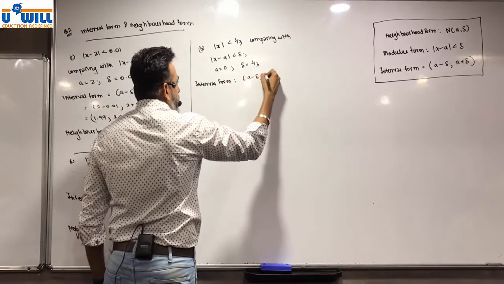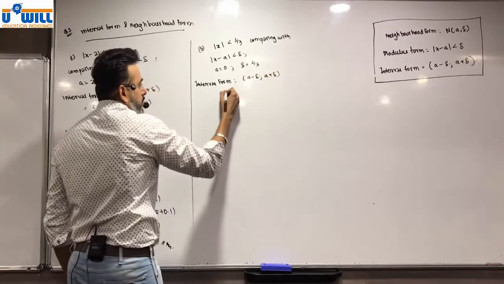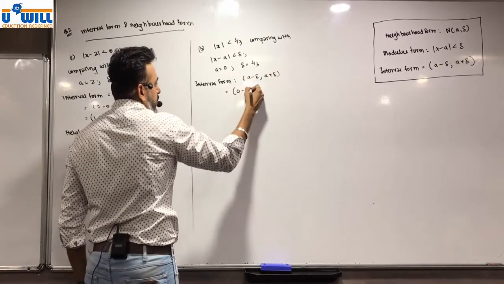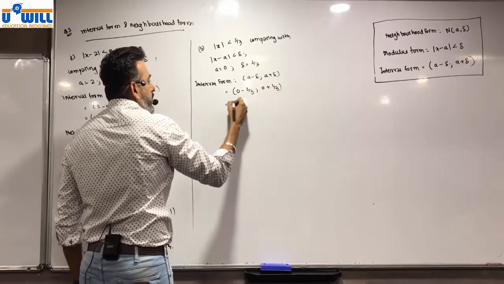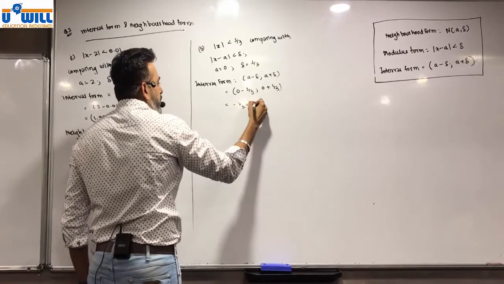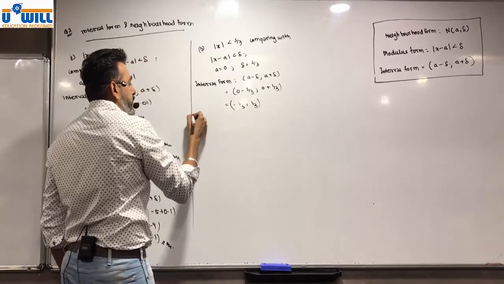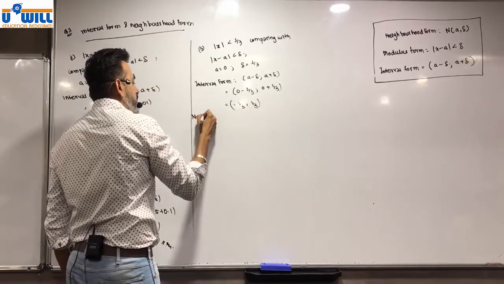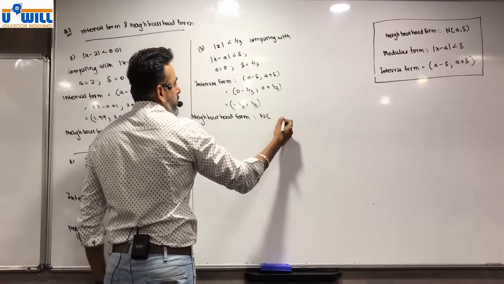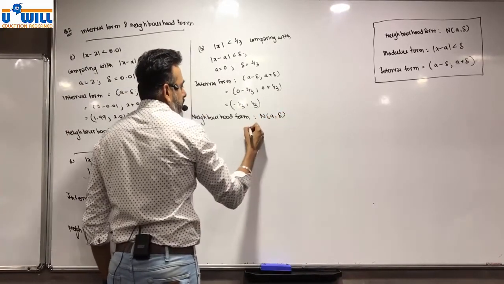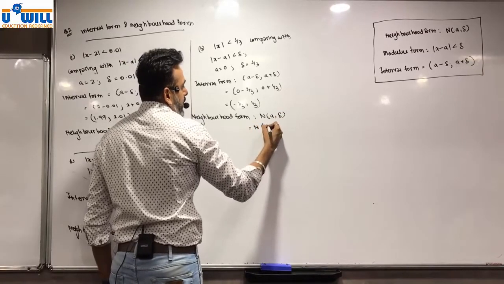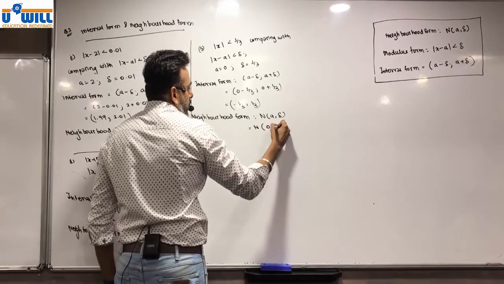A minus delta, A plus delta equal to 0 minus 1 by 3, 0 plus 1 by 3, that is minus 1 by 3, plus 1 by 3. Neighborhood form: N in the bracket A comma delta is equal to N in the bracket 0 comma 1 by 3.